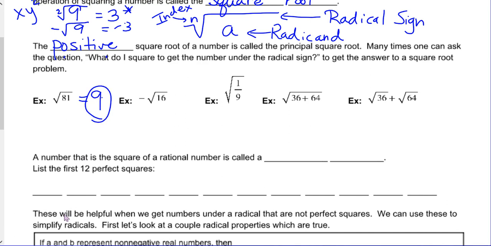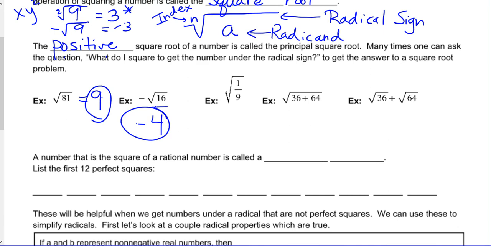It is 9. What is the square root of 16? So what times what is 16? Well, that is 4. But I do have a negative out front, so this full answer would end up being negative 4. Now, there is something here with a fraction. I know people kind of freak out with fractions, but remember, we're looking at what times what gives us the same number multiplied by itself to get 1/9.